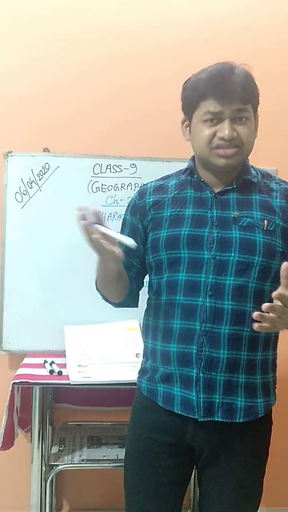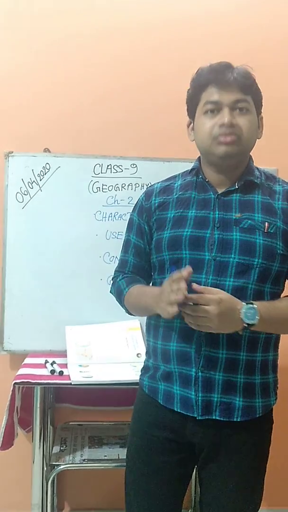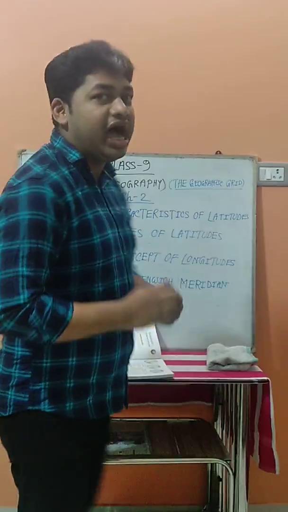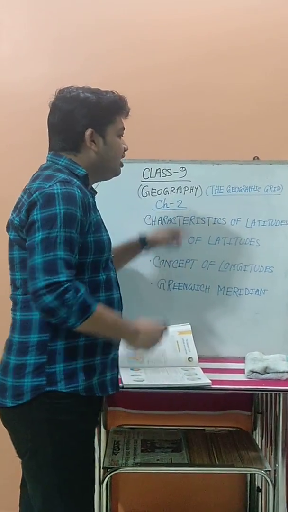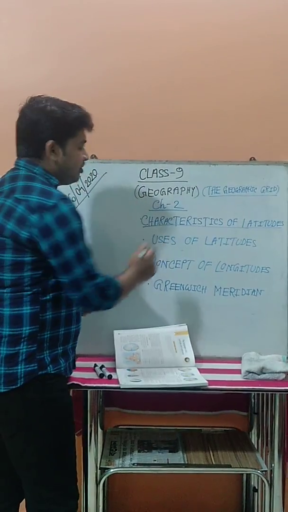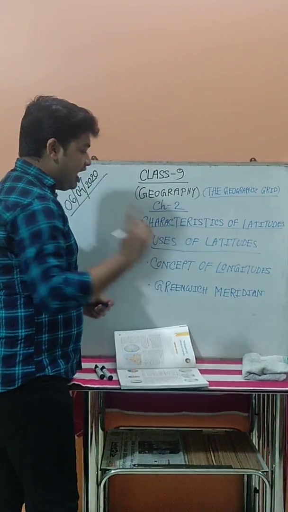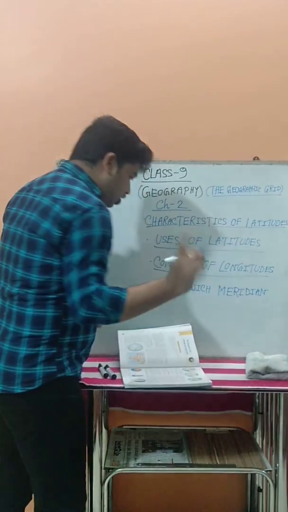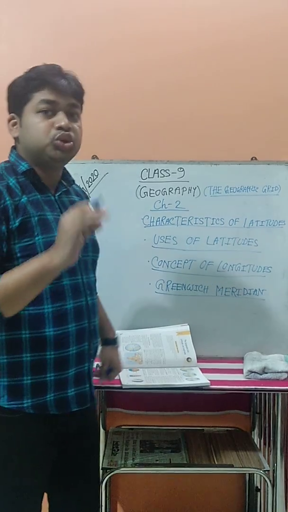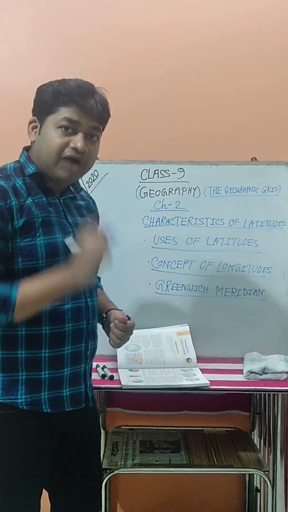What is the next part? Yesterday, I discussed the major latitudinal lines of the world. Today, I am going to discuss the characteristics of the latitudinal lines, the uses of latitudes, and the third concept of longitudes and the Greenwich meridian. These four topics we are going to discuss today. The first topic is characteristics of latitudes.